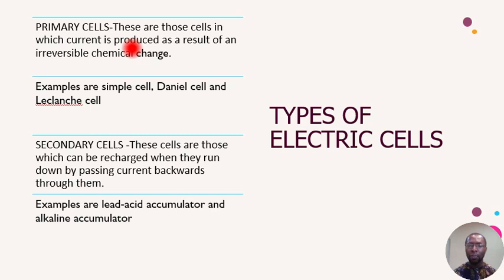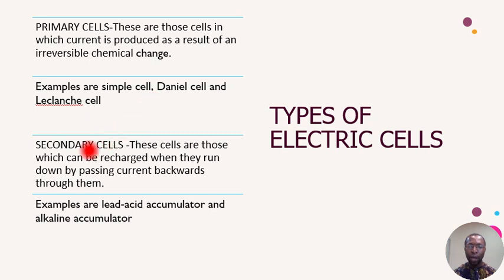And we have three major examples of them. We have the simple cell, which is sometimes called the voltaic cell, named after the scientist called Volta. The second one is the Daniel cell, named after the scientist called Daniel. And the third one is the Leclanche cell. So these are the three examples of primary cells. These three types of cells are not rechargeable. They produce current as a result of irreversible chemical change.